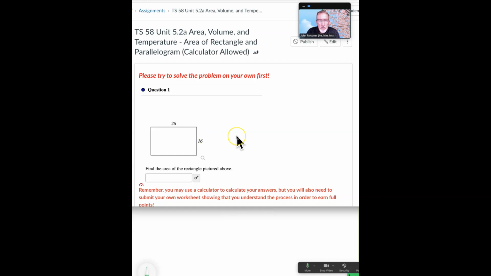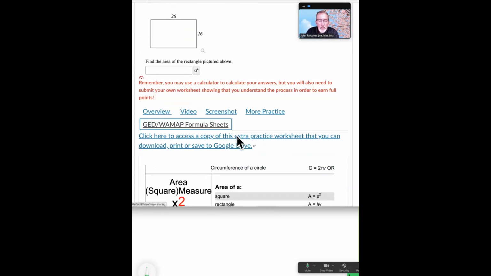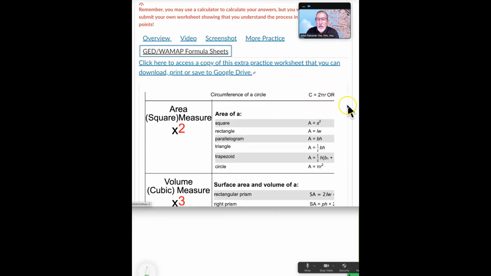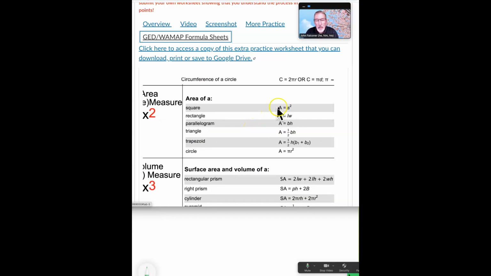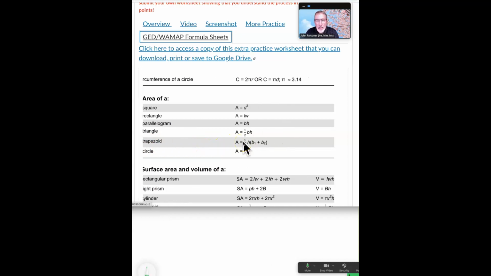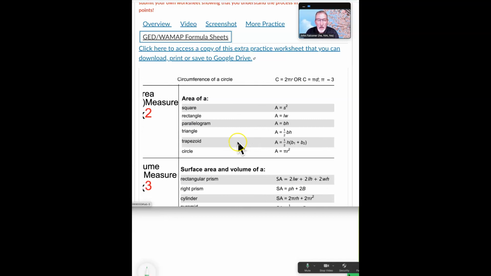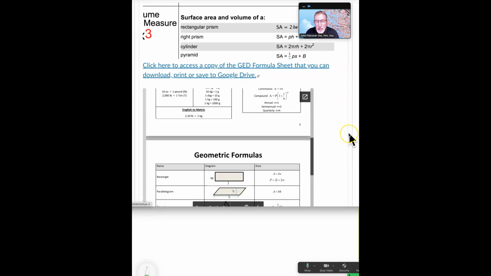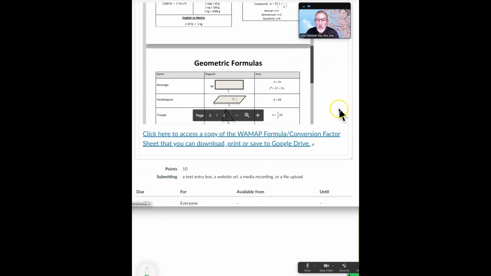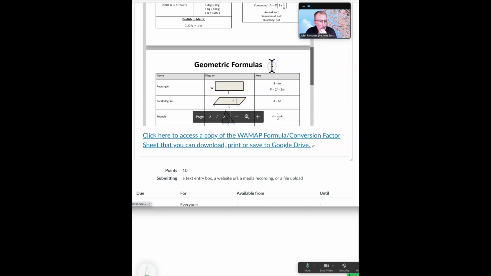So for this problem, and for all your tests, you can use the GED formula sheet. So this has area formulas on it. Tells you how to calculate the area of all these shapes: square, rectangle, parallelogram, triangle, trapezoid, and circle. And one thing it doesn't have that the WAMAP formula sheet has is illustrations.